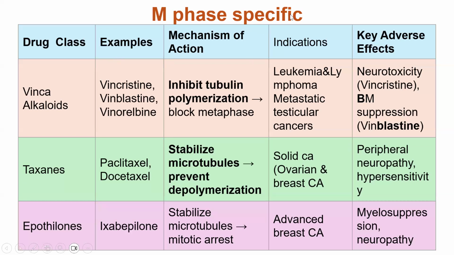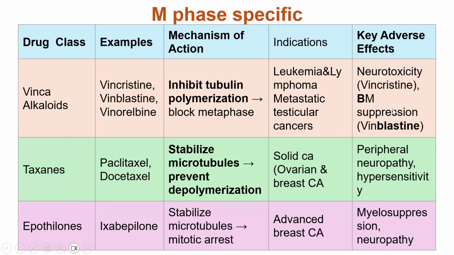If they ask M phase specific drugs, as once they've asked like this, you have to write in detail about vinca, taxanes and epothilones. At least write vinca and taxanes. These two are very important. And vincristine, vinblastine, vinorelbine inhibit tubulin polymerization, normally useful in metastatic testicular cancers and leukemia, hematological malignancies.